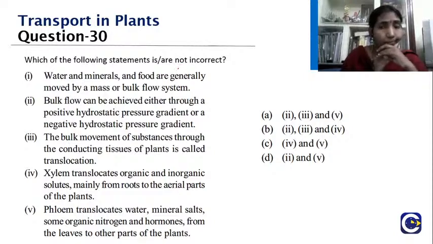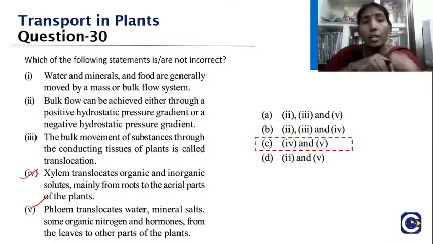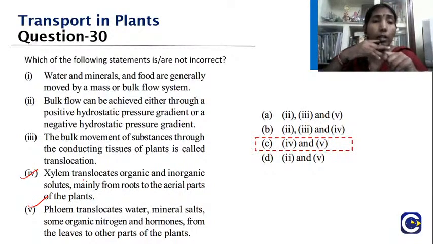Find out the option. So the answer would be 4 and 5 only. They are not incorrect. Because xylem translocates, right, minerals and water, the ascent of sap. What about phloem? It acts as a source, particularly wherever food is manufactured, from there it is going to move or push it to the area of sink. So those two statements are incorrect. That you have to know.